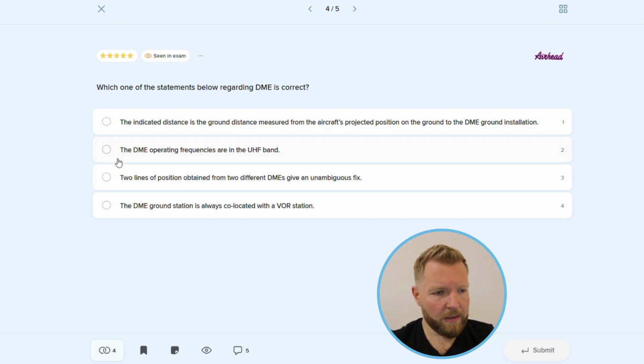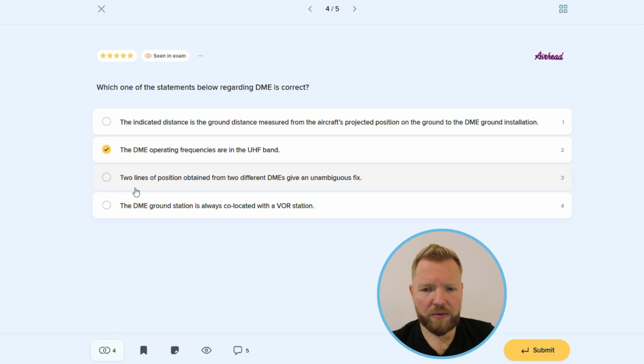The second one: the DME operating frequencies are in the UHF band. Well, yes, that's correct, and it's a quite straightforward answer. Remember only one thing, that whenever we have DME coupled with other navaids like ILS or VOR, we do not need to set the UHF frequency into the receiver. It's being done automatically.